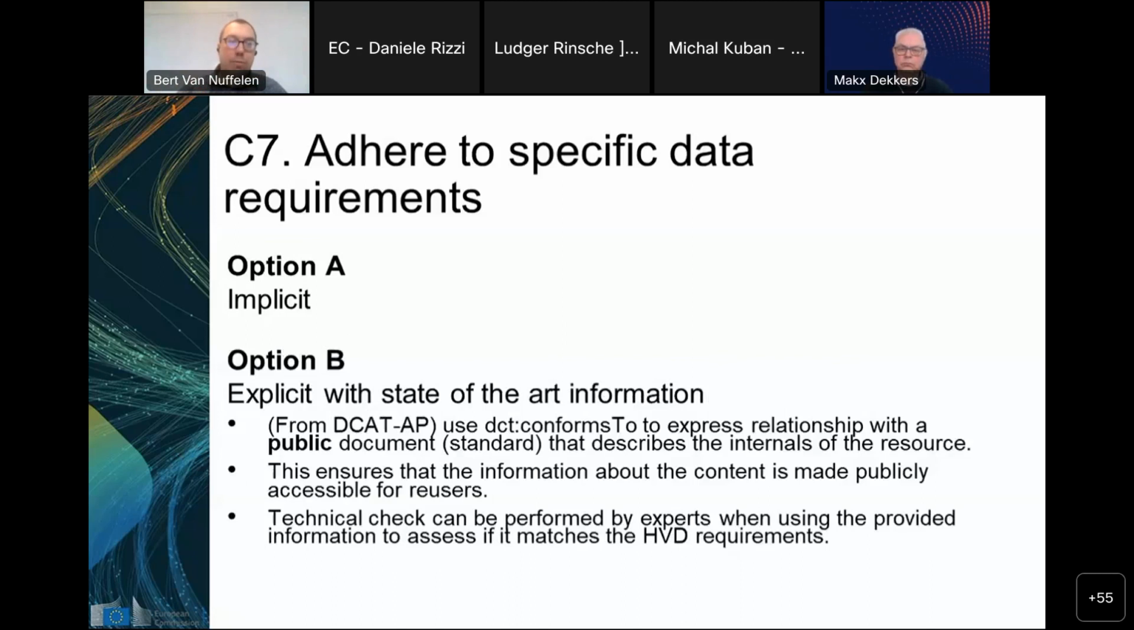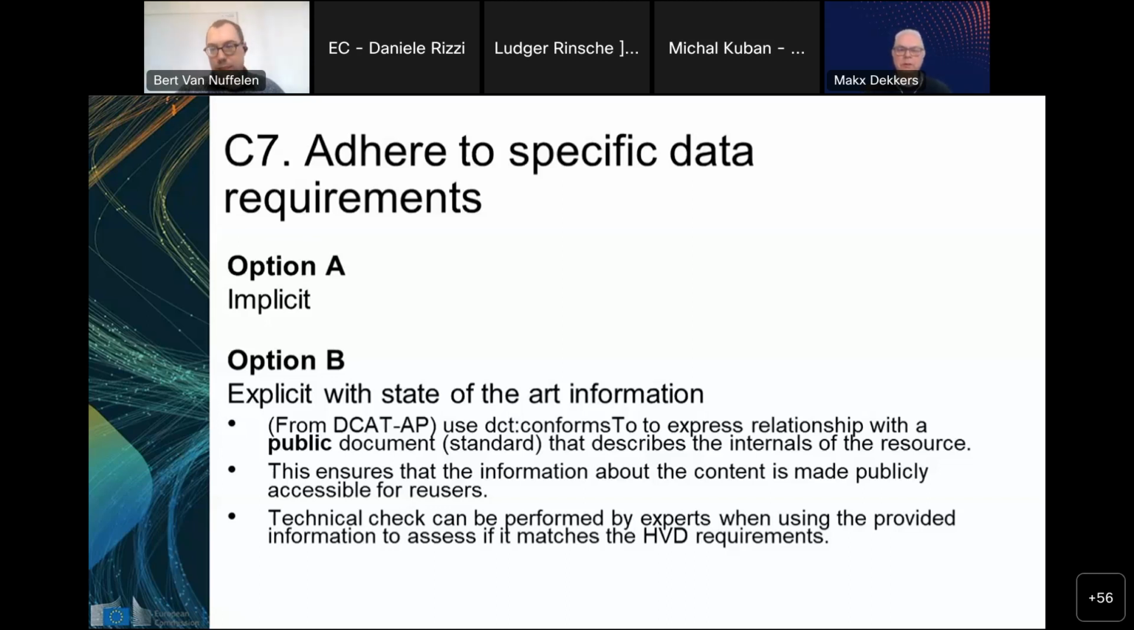A little bit more explicit is that we use the property conforms to express a relationship with a public document that describes the internals of the dataset. In many cases, this is a request that you comply to a particular data structure, such as a schema or application profile. Making that explicit is an added value for reusers. So the proposal is to recommend using DCT conforms to point to the schema, the structure of the information as it is being shared. So your proposal is to go for option B. The proposal is to go for option B and to encourage metadata publishers and writers to also document which schema they adhere to.